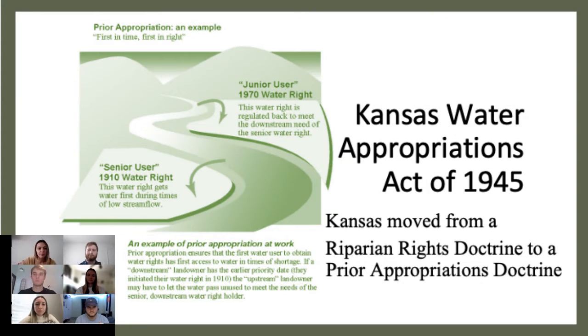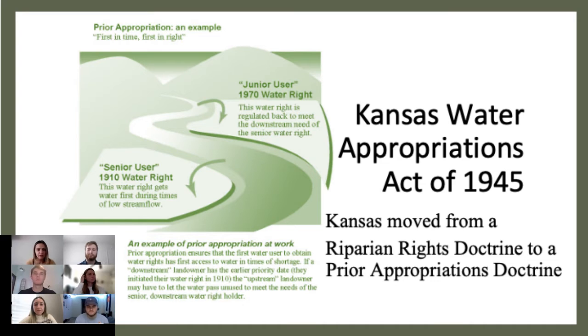My contribution to our project explores the 1945 Kansas Water Appropriations Act. Kansas made the switch from riparianism to prior appropriation in 1945 with the Kansas Water Appropriations Act. Now, instead of water being equally owned by nearby landowners, the first to use the water has senior rights. Prior appropriation is ruled by the principle of first in time, first in right.